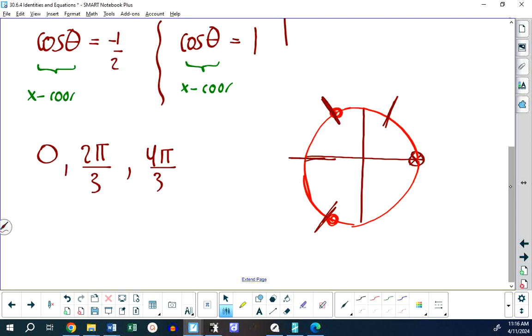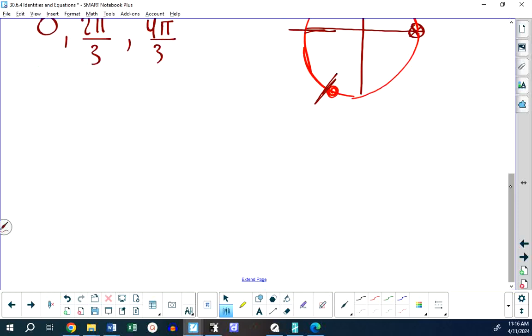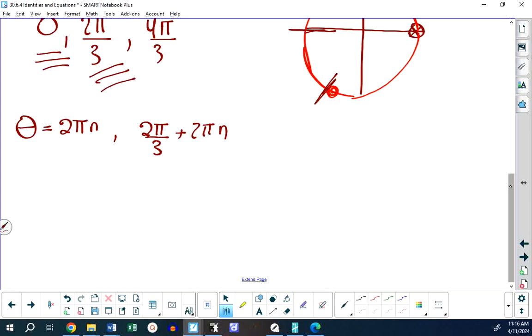And then what you could do, this that I'm going to write is a legitimate answer to this question. You could say that theta is equal to multiples of 2 pi to cover that, 2 pi over 3 plus multiples of 2 pi to cover this, and 4 pi over 3 plus multiples of 2 pi to cover this, where n is an element of the integer number set. And if this were a written response, that would be fine.